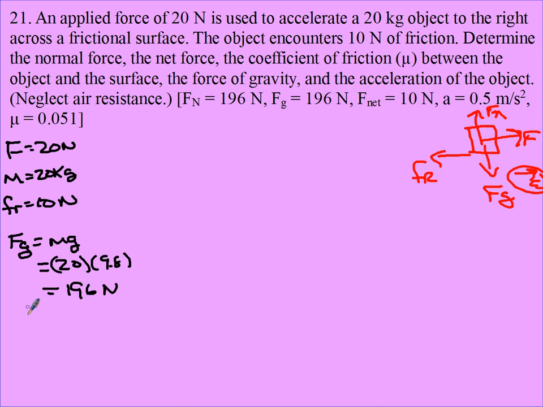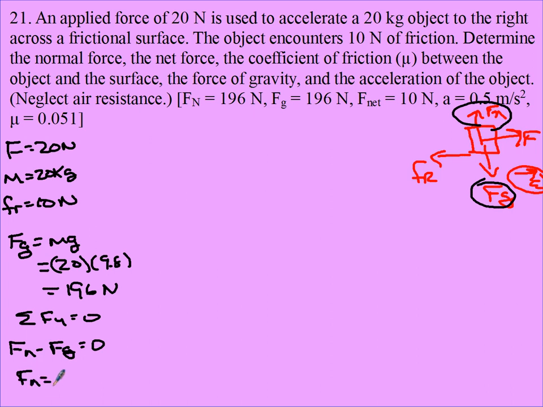You know it's coming. I'm going to sum the forces in y, and that's 0. I only have two forces in y, Fn and Fg. Fn points up, so it's positive. Fn minus Fg equals 0. So the normal force equals gravity, or 196 newtons. That was easy.